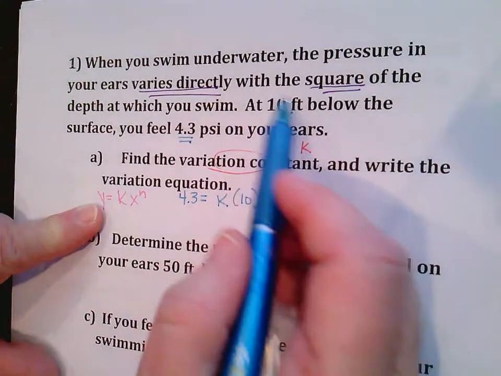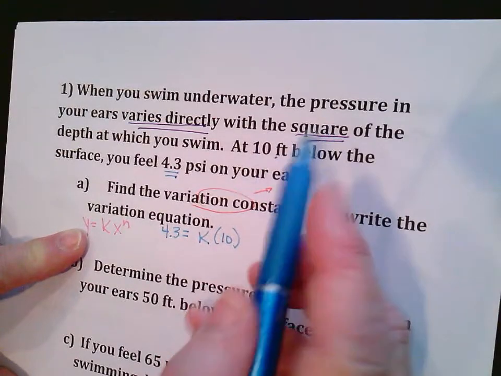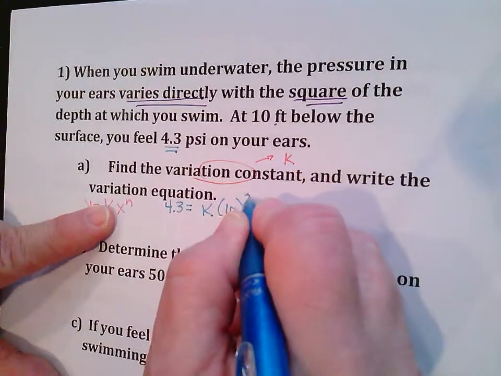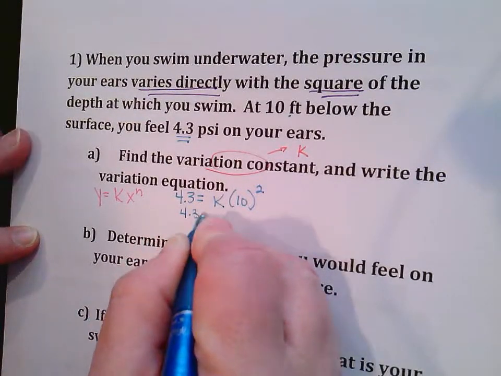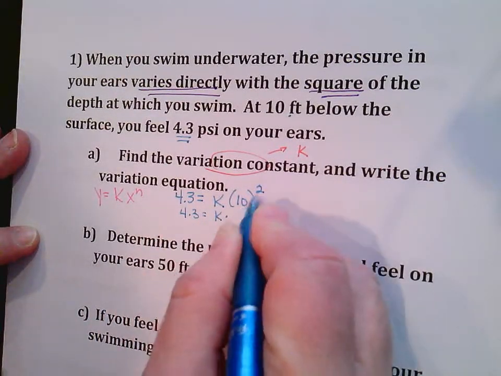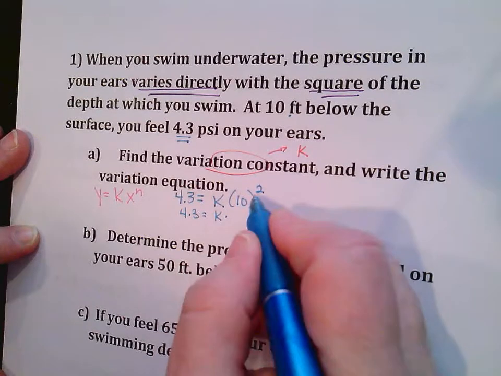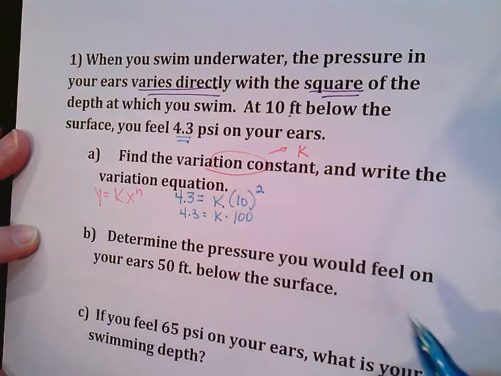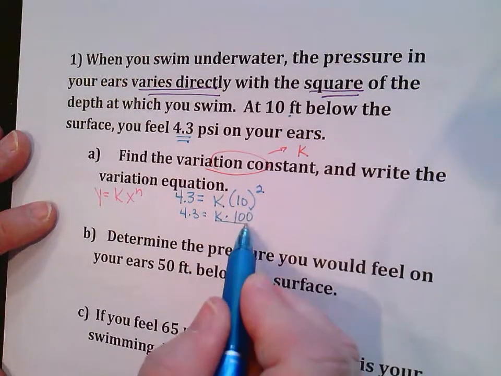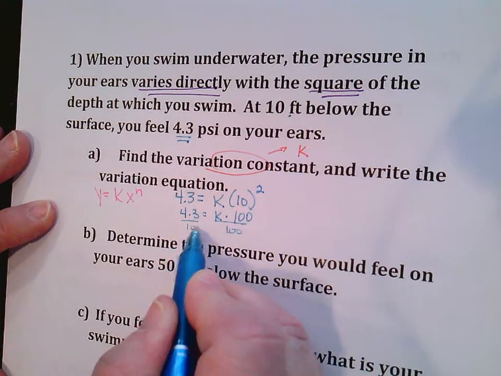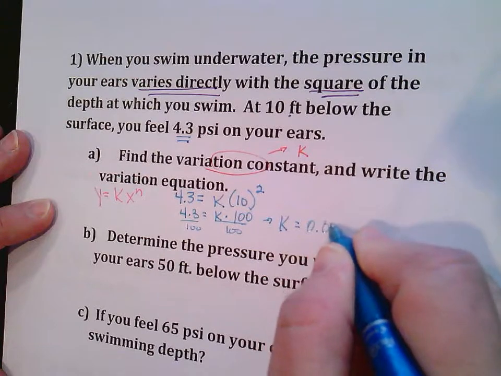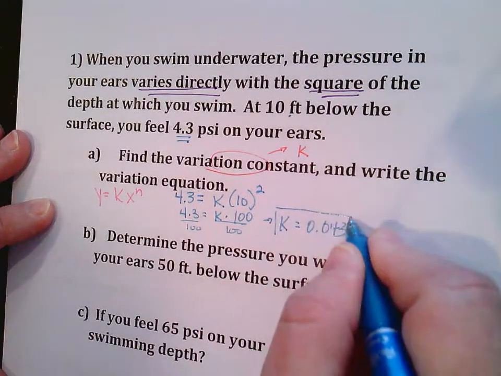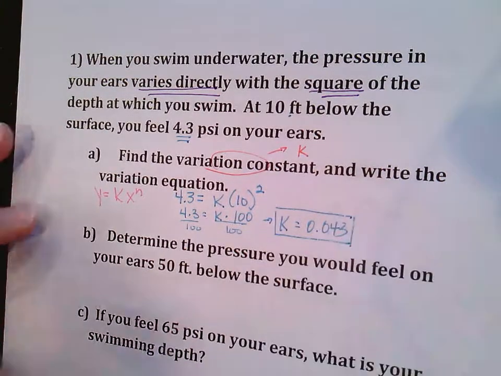We said that it varies directly with the square, so that means my exponent, my n, is 2. So I've got 4.3 equals k times 10 squared. 10 squared is 100, so it's 100k. Divide both sides by 100 to get k by itself, and k equals 0.043. That's my constant for my variation.